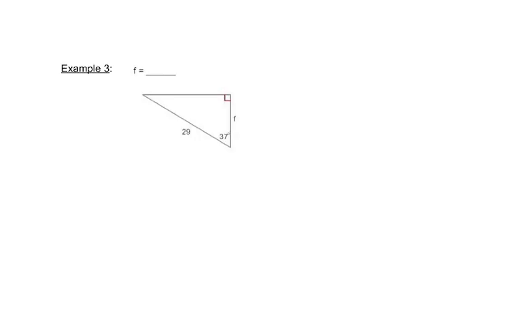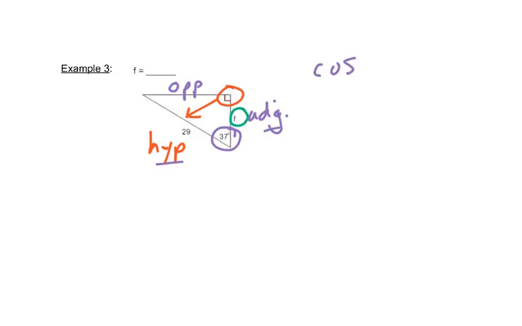So here we're trying to find F. F is right here. Here's our right angle, so across from it is our hypotenuse. Here's the angle that we're given. Across from it would be opposite, and next to it would be adjacent. So we need something that uses adjacent and hypotenuse, and that would be our cosine of 37 equals adjacent, which is F, over hypotenuse, which is 29.